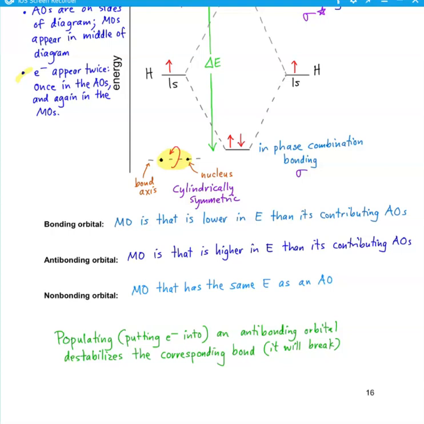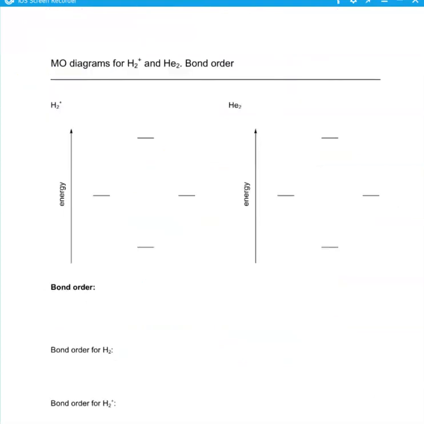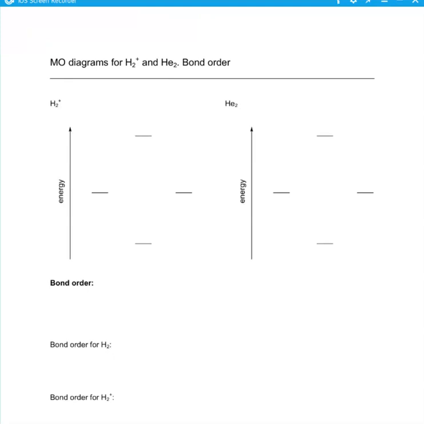Okay, let's practice this approach a few more times. So we're going to do a couple more diagrams. One is for an ion, H2+. Now that plus tells you that you're short one valence electron. So you're still bringing together two hydrogen atoms, but in the case of H2, each one of them had an electron. In the case of H2+, you only have one electron. You can put it in either one of those hydrogen 1s orbitals.